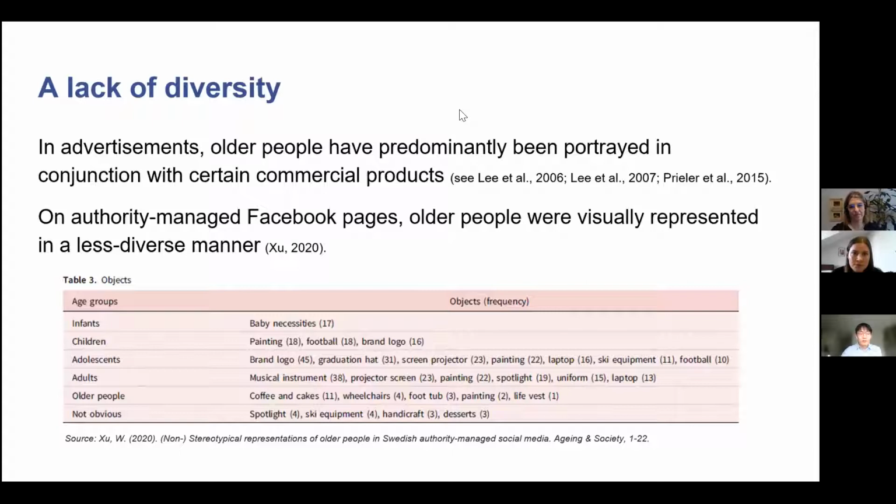However, older people were not related to any of these brand logos. And in this regard, I argue that older people were represented as inferior to the young in terms of physical and technological competence.